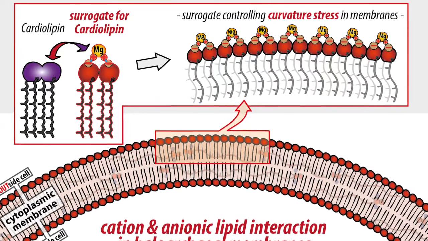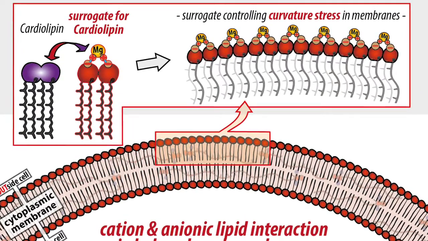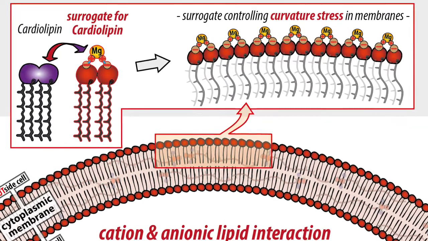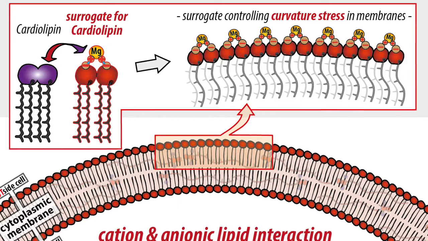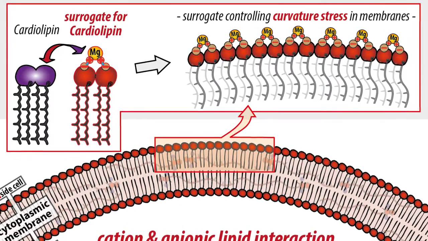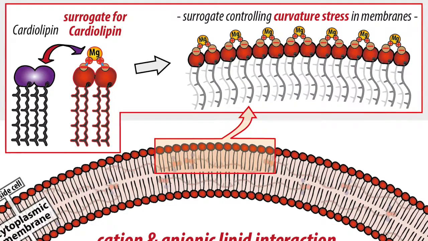For example, our manuscript highlights that by bridging two negative charges of adjacent anionic phospholipids with a single divalent magnesium ion, a new kind of lipid is created that, in terms of its chemical properties, closely resembles cardiolipin.